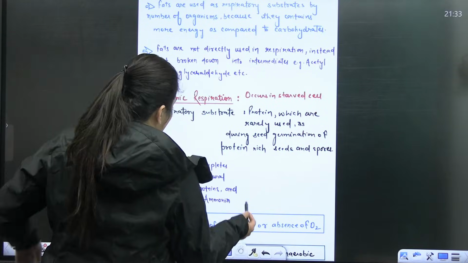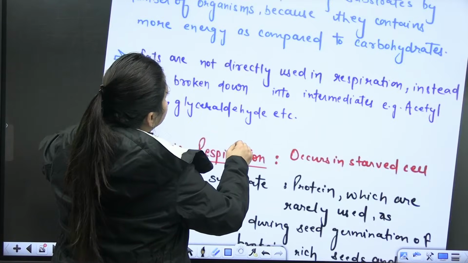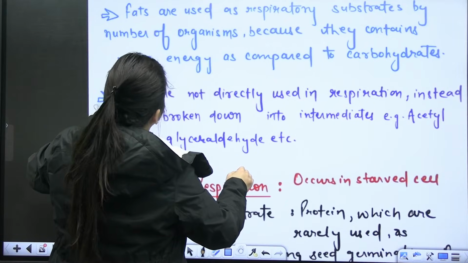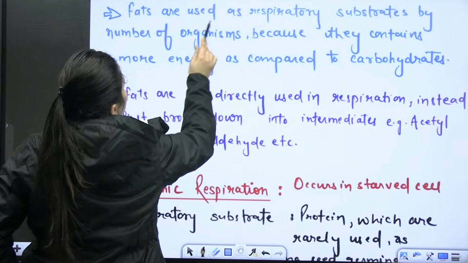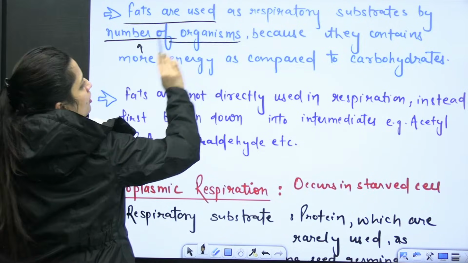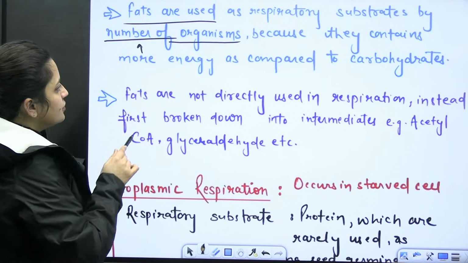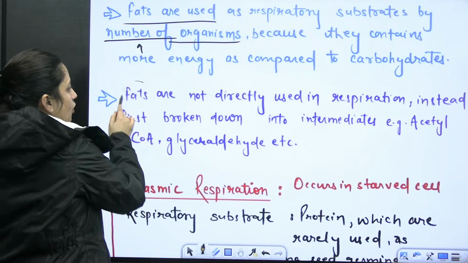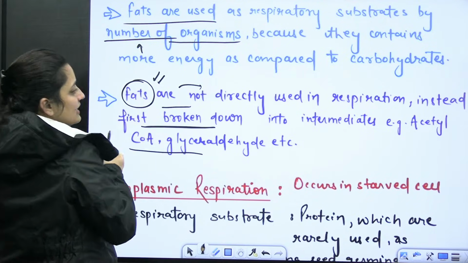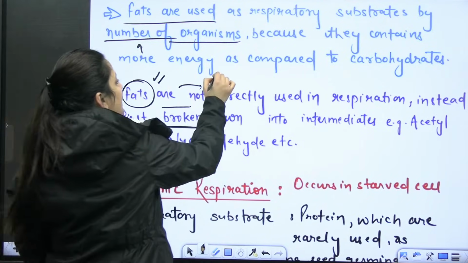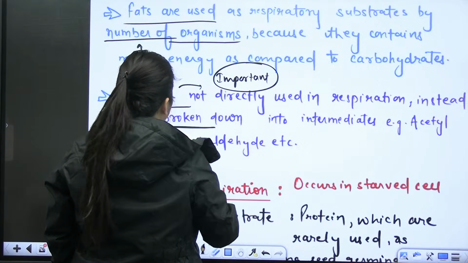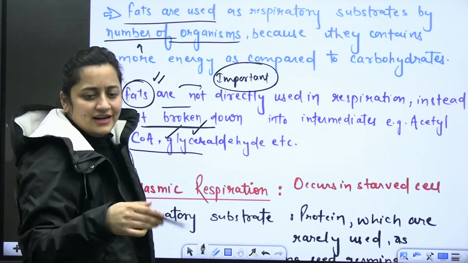So the next part is: fats are used as respiratory substrate by a number of organisms because they contain more energy in comparison to carbohydrates. Already told you they are not directly used in respiration because they are first broken down into intermediates. This is very important: we can never use fats directly in respiration because we have to convert them into acetyl coenzyme A or glyceraldehyde, etc.